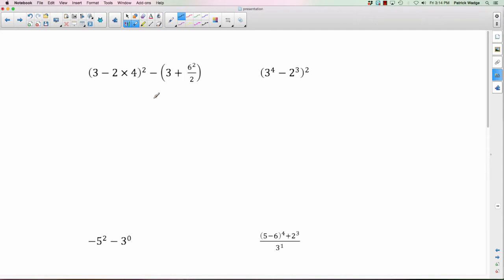Oh, wow, look at this one. So the first thing we do is brackets. Well, we have brackets here and we also have brackets here.